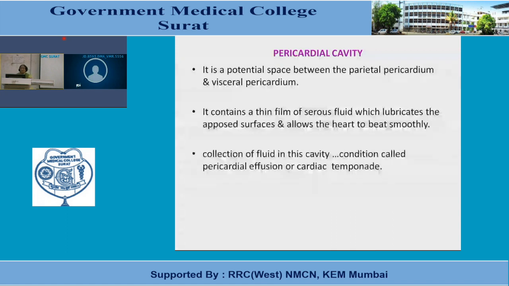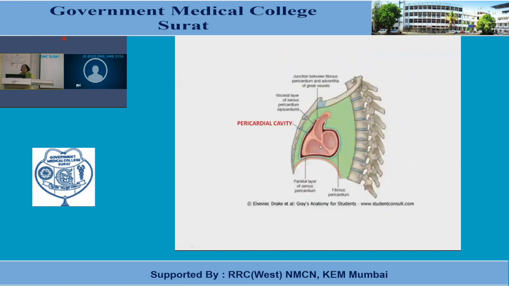Now, abnormal collection of fluid in this cavity is called pericardial effusion or cardiac tamponade. We can see the pericardial cavity visualized in the given diagram. This is the visceral layer of the serous pericardium. This is the parietal layer of the serous pericardium, and the black color indicates the pericardial cavity, and the outermost layer is called the fibrous pericardium.